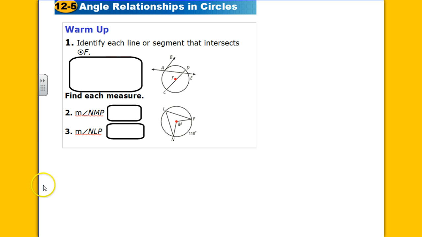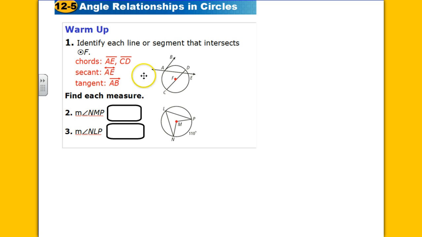And so identifying each line or segment that intersects circle F, we have chords AE and CD. We have secant AE. We have tangent AB. And the measure of angle NMP is 110. It is a central angle, and here's the measure of the arc, right? And then we have measure of NLP, and LP is an inscribed angle with that same arc, so it would be half of that, right?